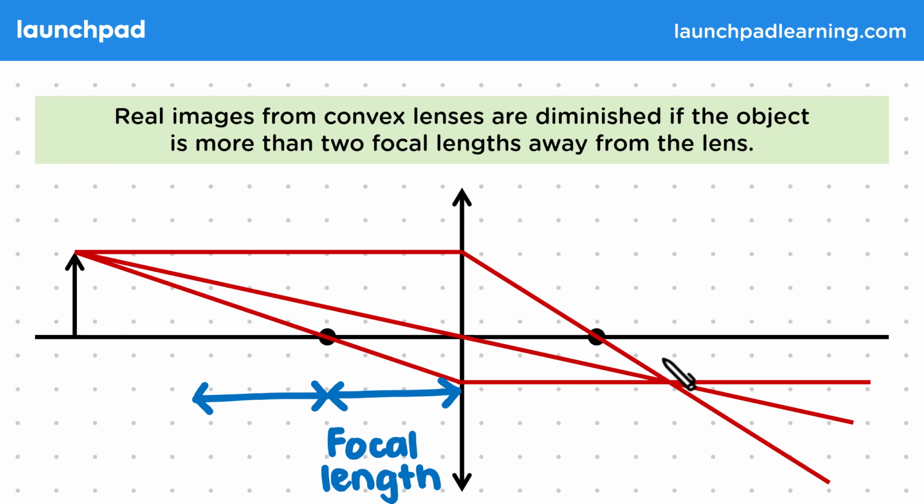The image then forms where these rays cross here. So we draw an arrow from the principal axis to this point to represent the image. As we can see, the arrow is shorter than the arrow for the object. So this is a diminished image. Cameras and our eyes will use lenses in this way to create small images of large objects.